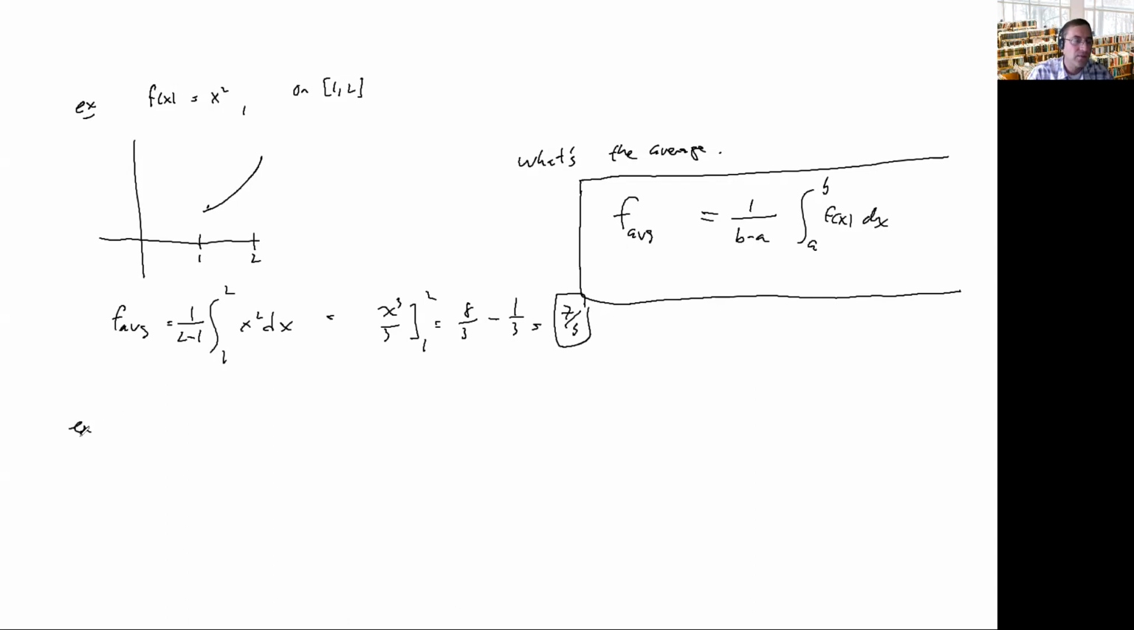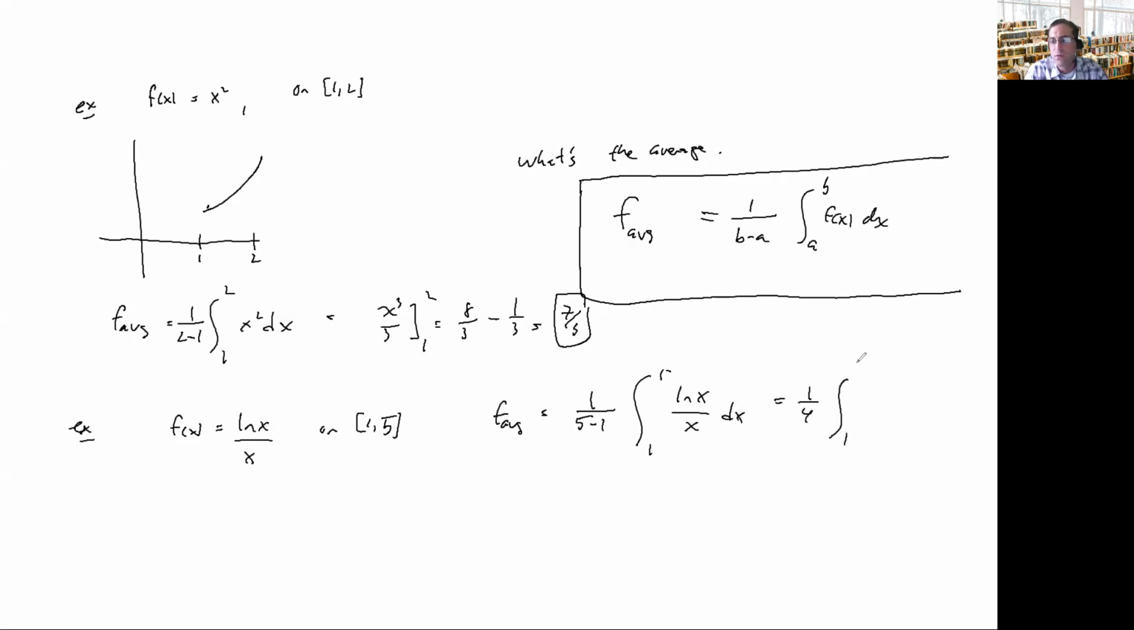Here's another example. f of x is ln of x over x on the interval 1, 5. So what do we get? f average is given by 1 over 5 minus 1, the integral from 1 to 5 of ln of x over x dx. So this is 1 over 4 times the integral from 1 to 5 of ln of x over x dx. Now, how do we compute this integral? We do it by substitution.